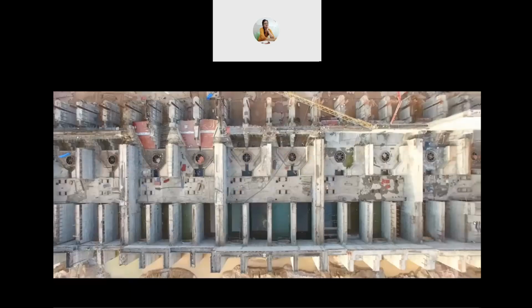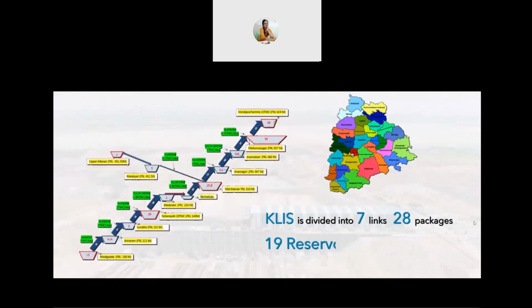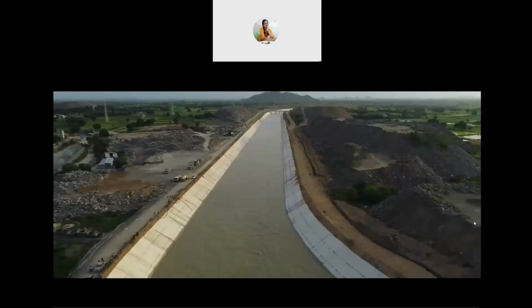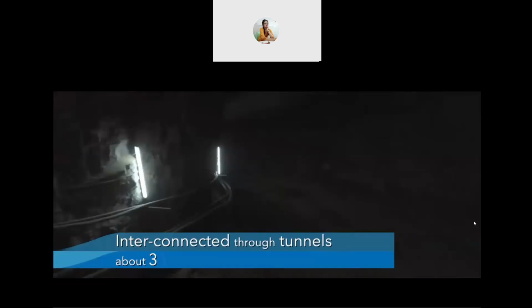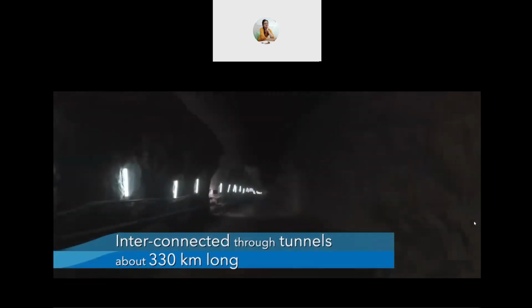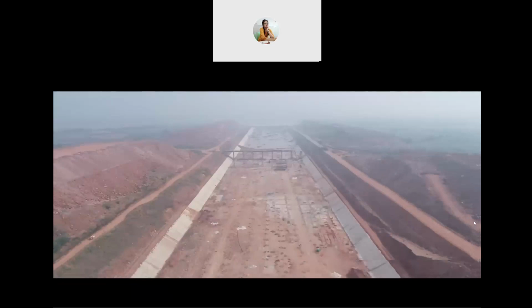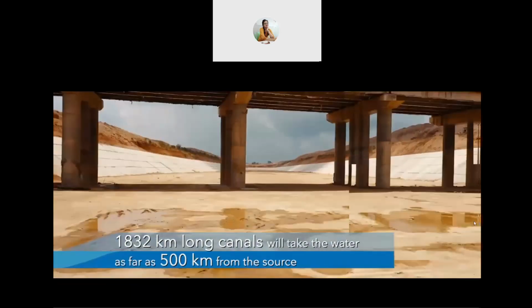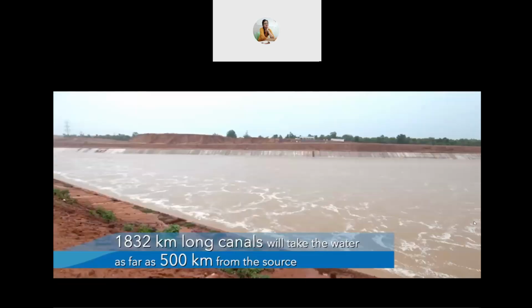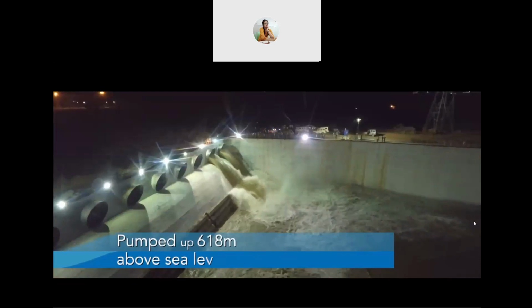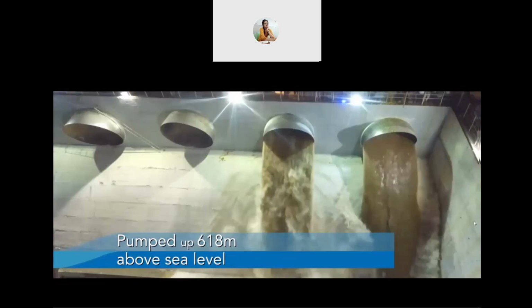KLIS is divided into 7 lanes and 28 packages to dig up 19 reservoirs in 13 districts, which can hold 141 TMC of water. These reservoirs are interconnected through tunnels about 330 kilometers long. The 1,832 kilometer long canals will take the water as far as 500 kilometers from the source. And ultimately, it will be pumped up 618 meters above sea level.